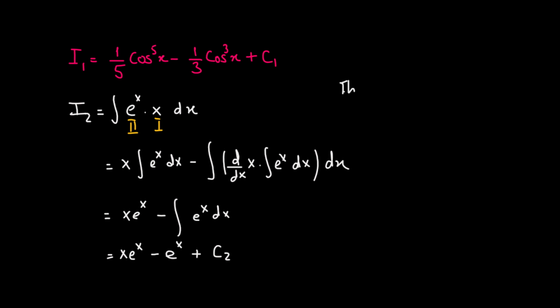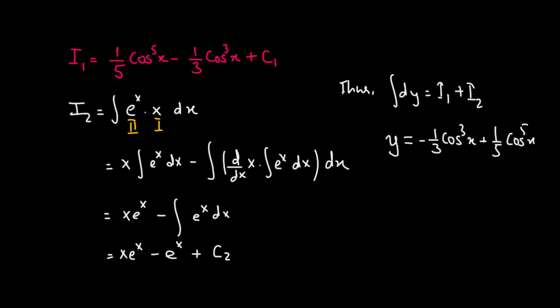Thus, the integral of dy is simply I1 plus I2. So since we have obtained the values, we finally get y equals negative 1/3 cosine cubed x plus 1/5 of cosine of x whole raised to the power of 5 plus x times e raised to the power of x minus e raised to the power of x plus c, where c is c1 plus c2. This is the solution to the given differential equation.